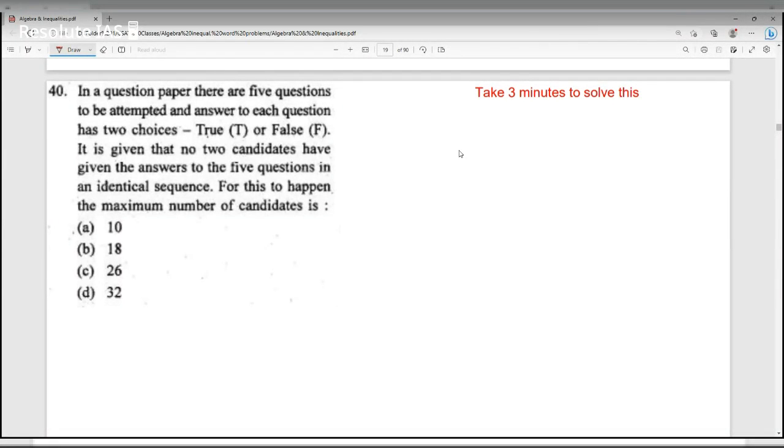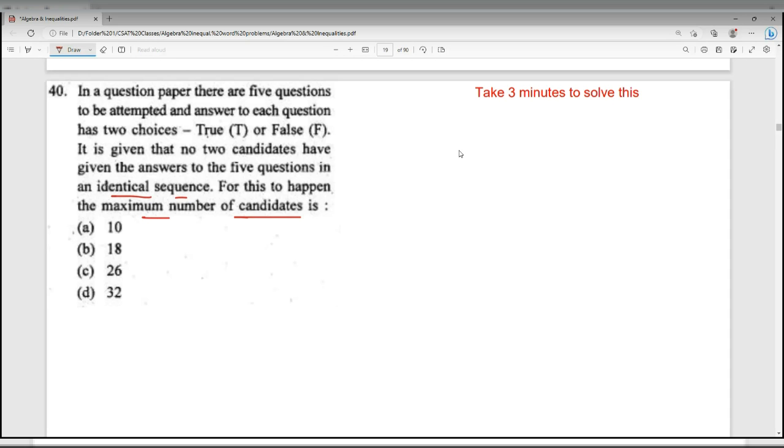Algebra question. We'll see how to go about this question here. In a question paper, there are 5 questions to be attempted and answer to each has 2 choices, true or false. It is given that no 2 candidates have given the answers to the 5 questions in an identical sequence. For this to happen, the maximum number of students is.